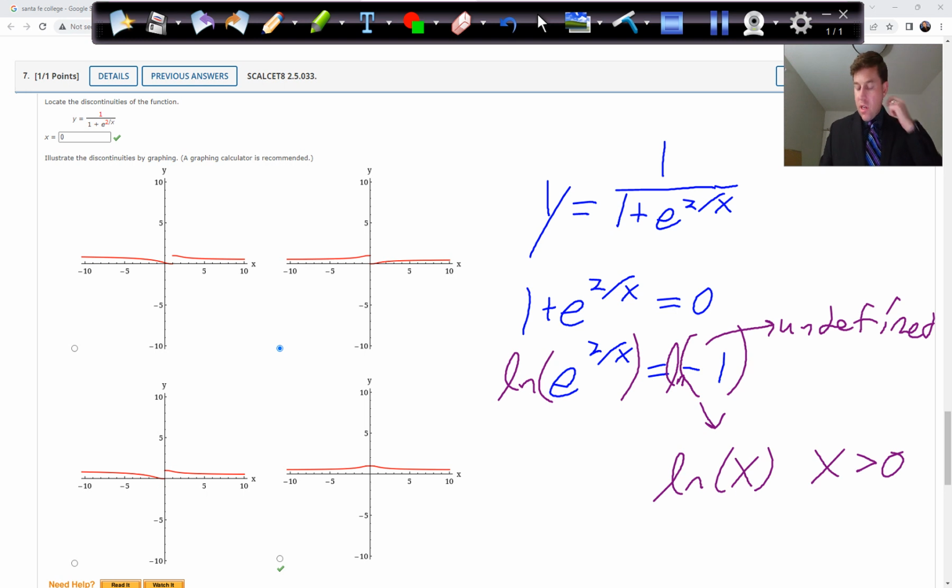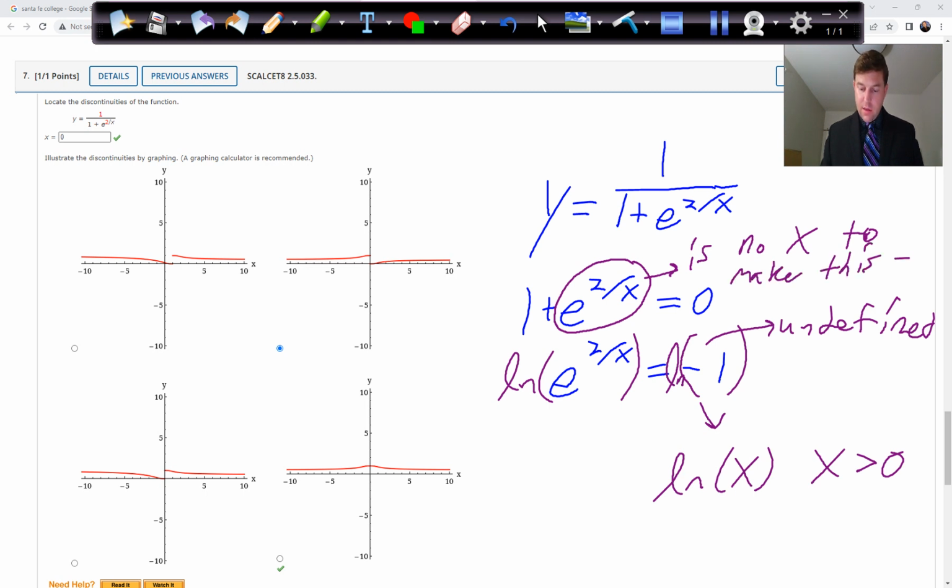another way to think about it is, this right here, you can try it with your calculator. There is no x to make that, e to the 2x, to make this negative 1. So if you pick x as positive, you still get a positive value for e. If you pick x as negative, you'll get a positive value for e. So that right there is always going to be positive, so you'll never get negative 1, so you'll never get this to be equal to 0. So this denominator will never equal 0, which makes us think there's no problem. This whole thing will never equal 0.